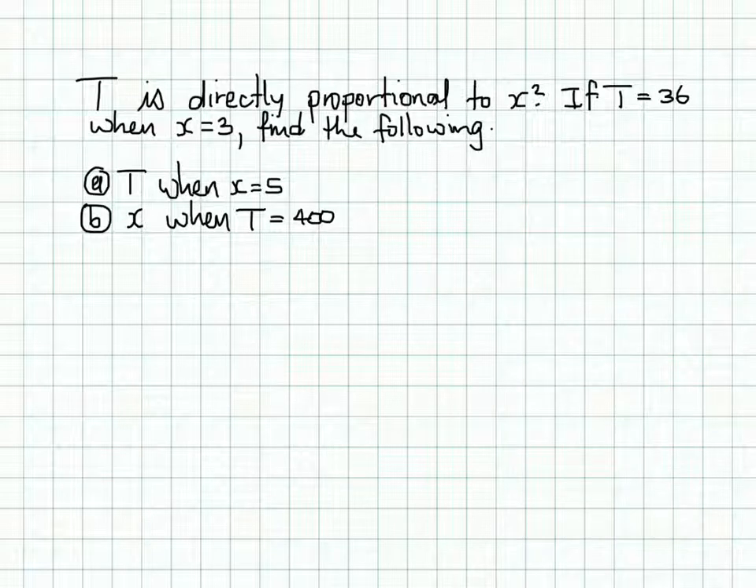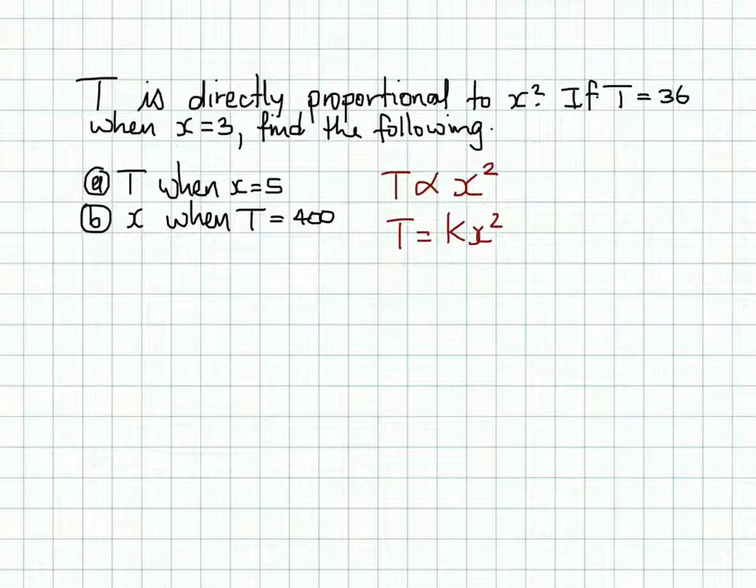I need to form my equation straight away. So t is directly proportional to x squared. Replace my alpha symbol with equal k, as we said before. So t is equal to kx squared. All right, so let's get to work.